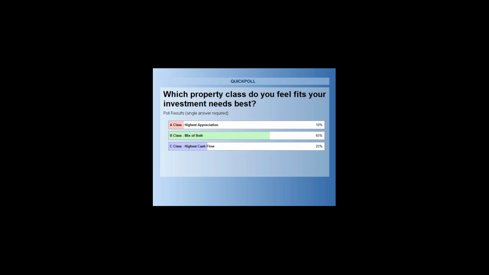So we've got a pretty large percentage looking for a little bit of a balance of appreciation and cash flow. We have some investors who are more interested in growing their wealth by appreciation, and we've got about 25% of you that are more interested in cash flow. That's a pretty cool mix, in my opinion. I think it's just a testament to see that investors are so different.